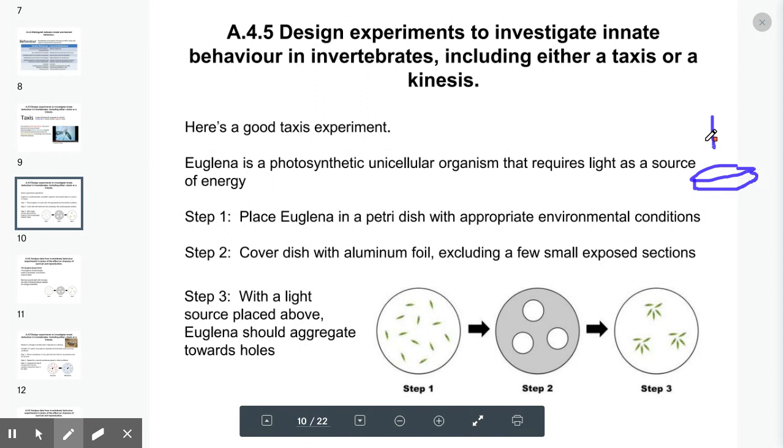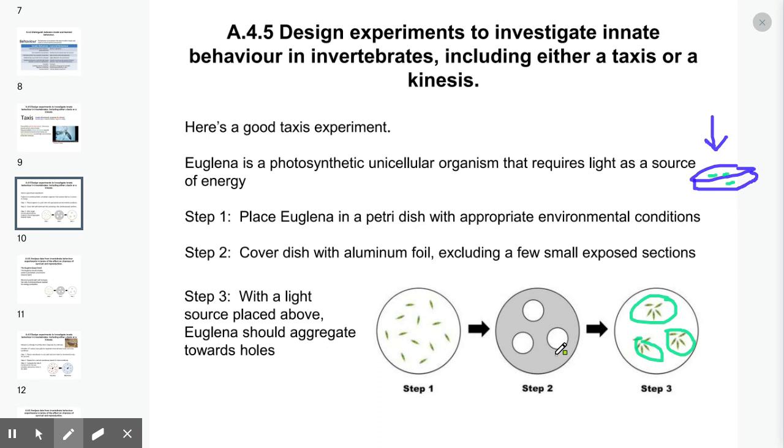And we're looking down at the top. There's liquid in here, and we have our little euglena in here swimming around, right? So when we put this top on, and then we take it off, look at that. All the euglenas have moved to the spots where the holes were, thus the light got through. That is an example of positive phototaxis.